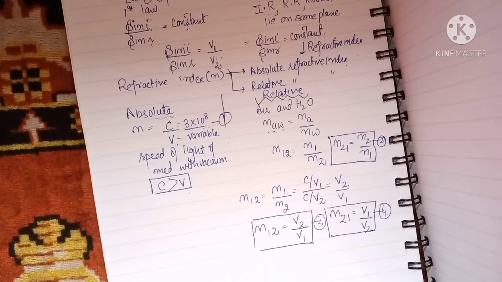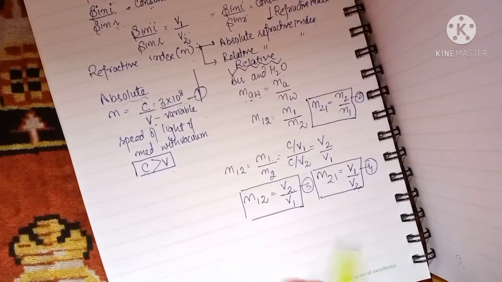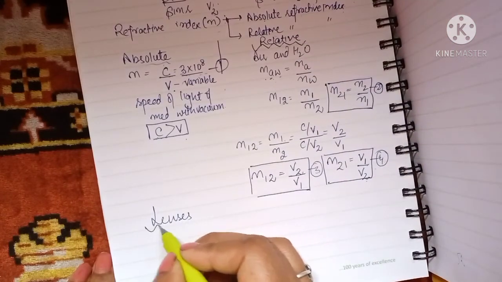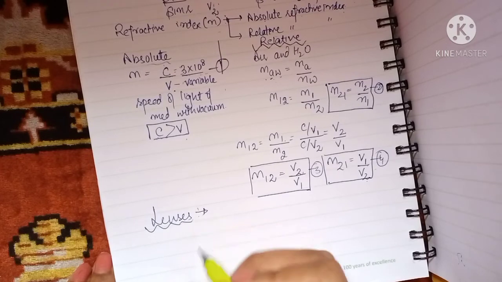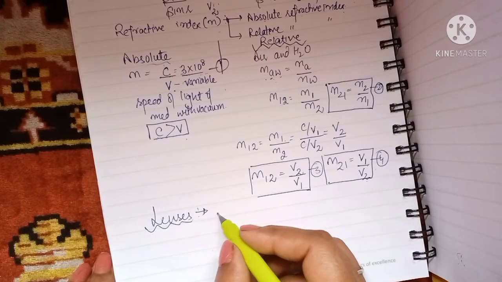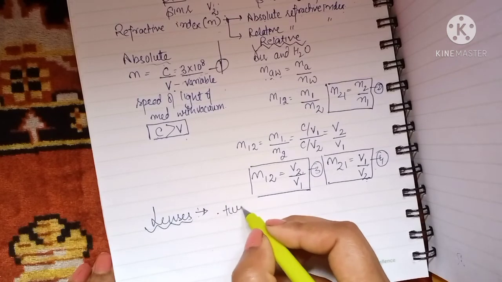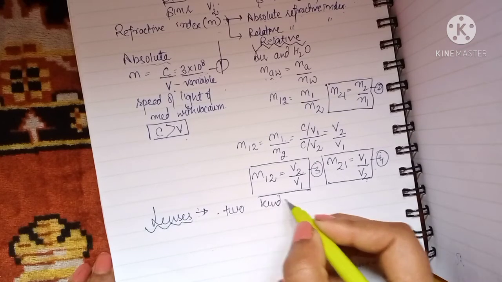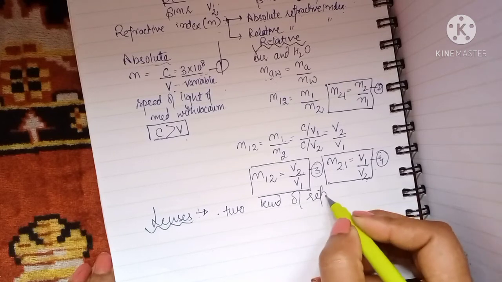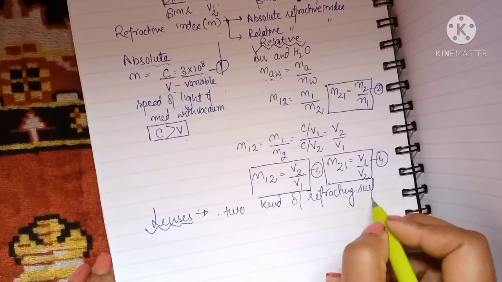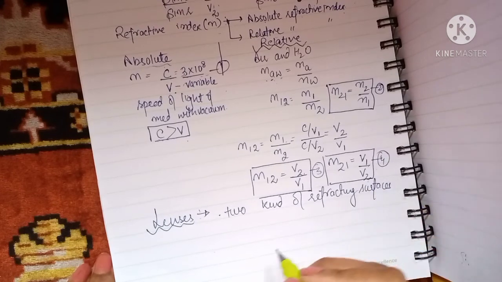Clear? Now next is refraction through lenses. Now we will talk about some lenses. What are lenses? Lenses are the surfaces in which there are two kinds of refracting surfaces. If there are two kinds of refracting surfaces present in any object, that is termed as a lens.